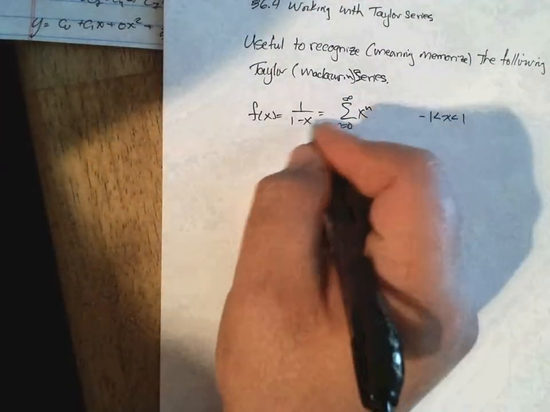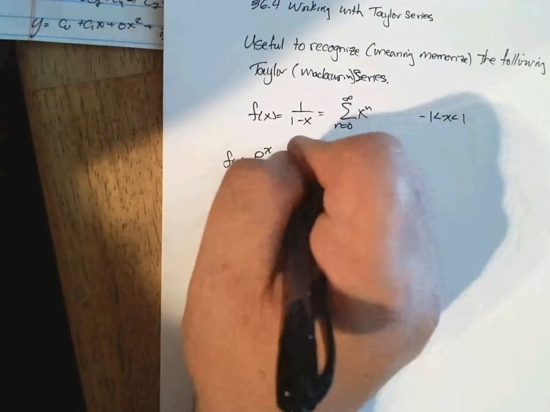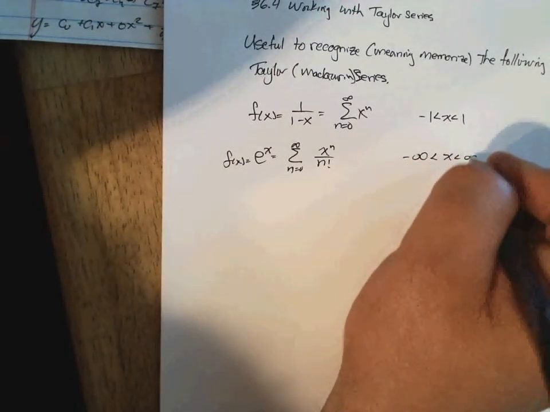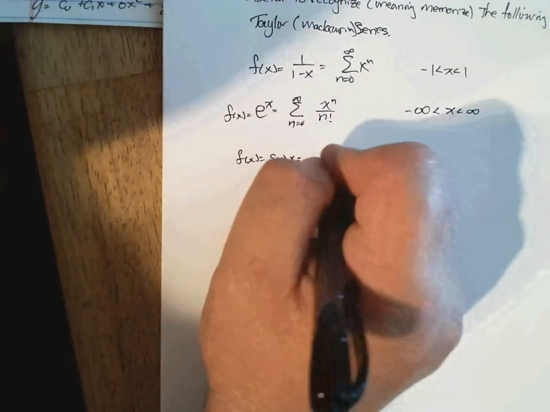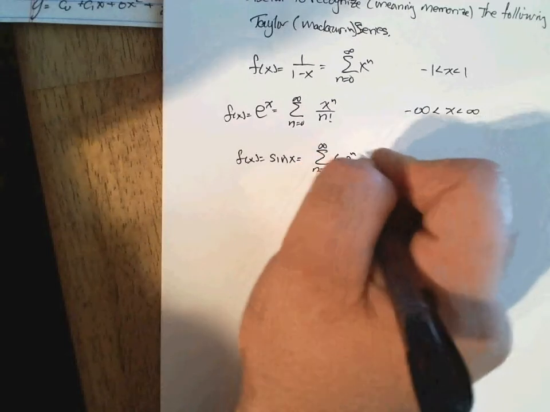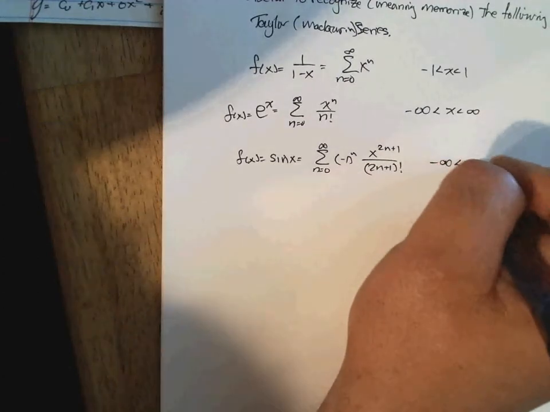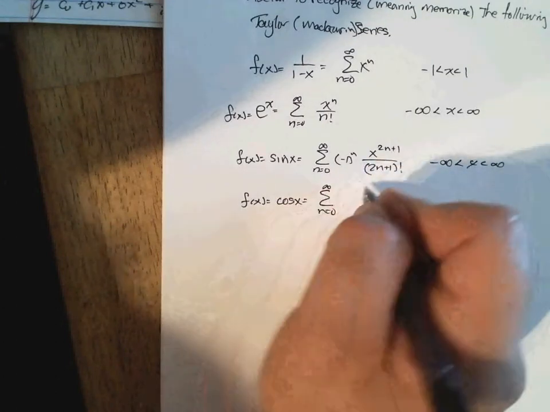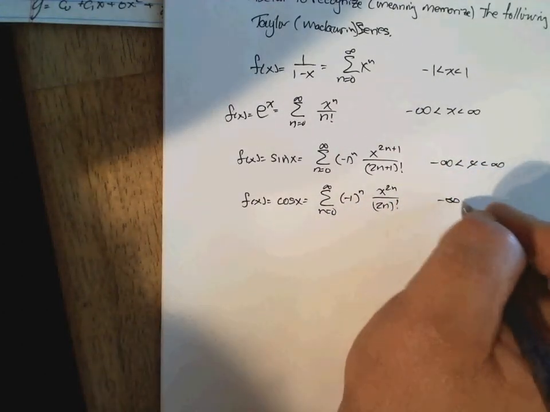That's useful to recognize, okay? Most useful, as we tried to emphasize in the previous section, e to the x as your function is the sum of x to the n over n factorial, which converges over the entire real number line. Okay. Also very useful, the sine function, the sum of negative 1 to the n, x to the 2n plus 1 over 2n plus 1 factorial, which also converges over the entire real number line. And of course, the cosine function, which also converges over the entire real number line.